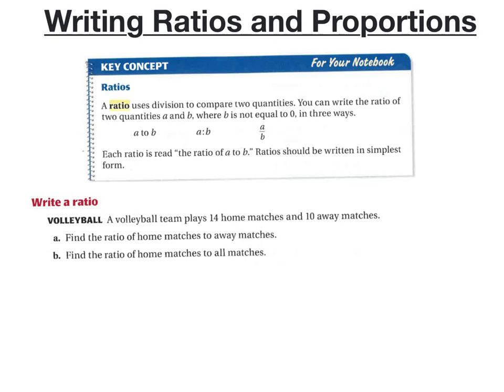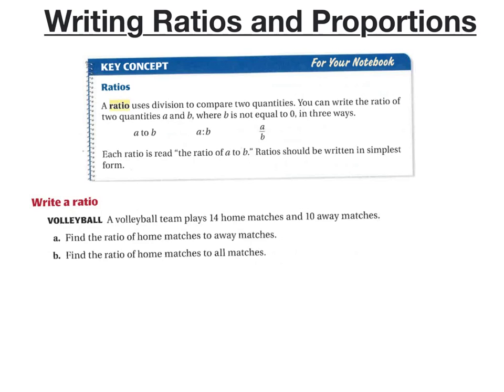The first key concept that we need to know is what is a ratio. A ratio uses division to compare two quantities. You can write the ratio of two quantities, A and B, where B is not equal to 0 in three ways. You can write it as A to B, you can write it as A colon B, and you can write it as A over B. That's why B can't be 0, because we can't have a 0 in the denominator. Each ratio is read the ratio of A to B. It doesn't matter how it's written, it means the same thing.